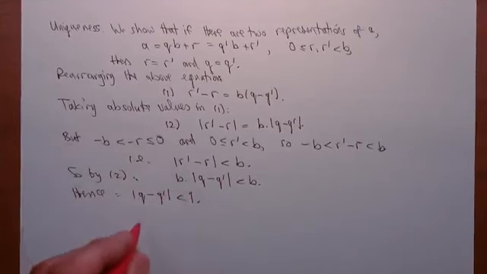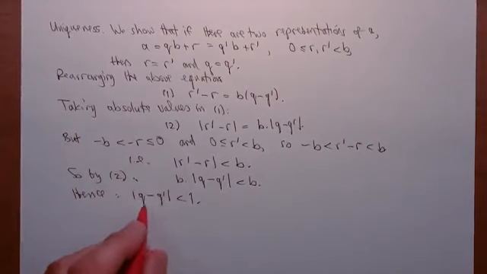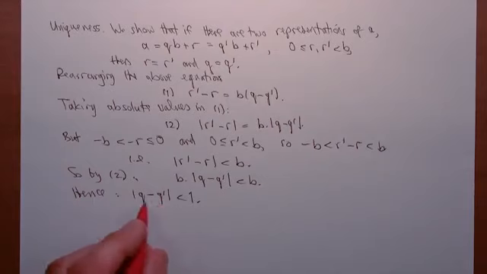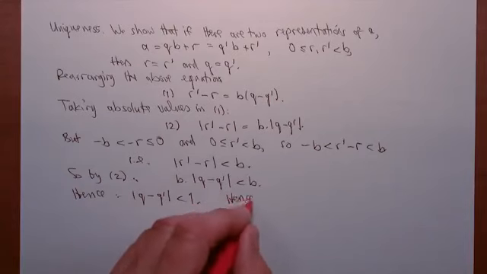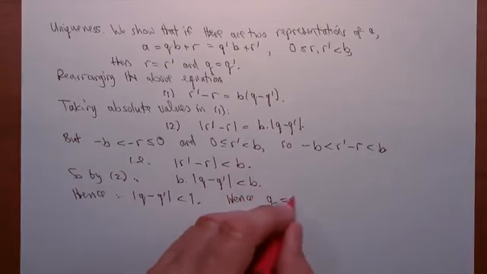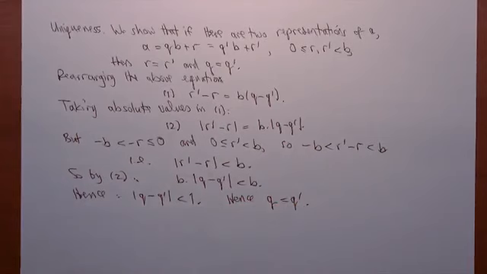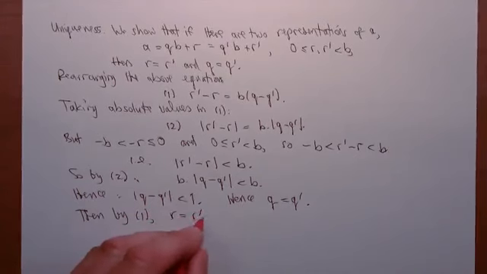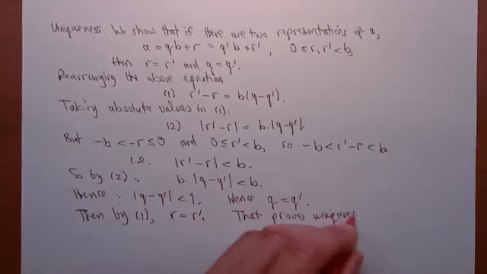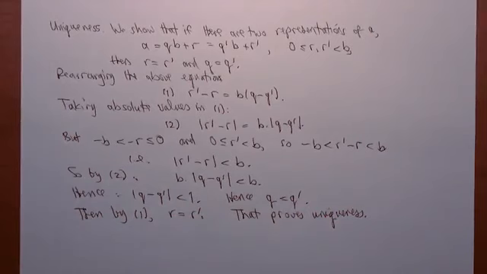But everything here is an integer, and the only way you can have a pair of integers, the absolute value of the difference between them being less than 1, is if that absolute value is 0, which means q has to equal q prime. And then by equation 1, r has to equal r prime, and that proves uniqueness. And with it, we've proved the division theorem.